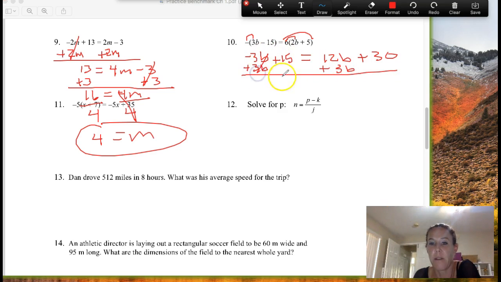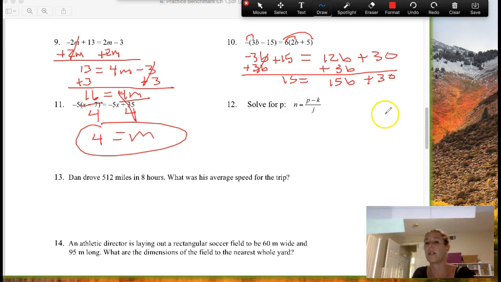All right, and I've got 15 equals 12 b's plus 3 b's, 15 b's plus 30. Bring everything down. Okay, now let's peel this part off. This is a multiplication right here. We're going to save that for last. We have to divide, and we don't want to have to divide by this. So let's peel that off first.